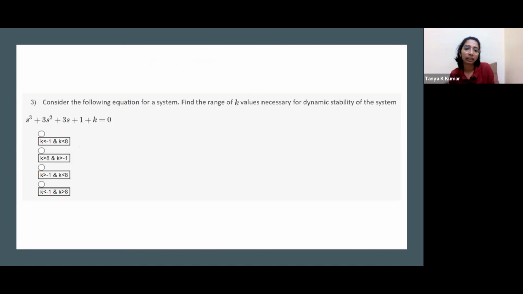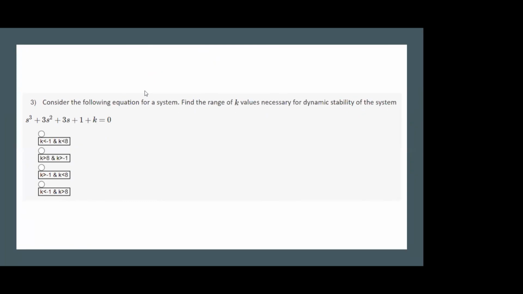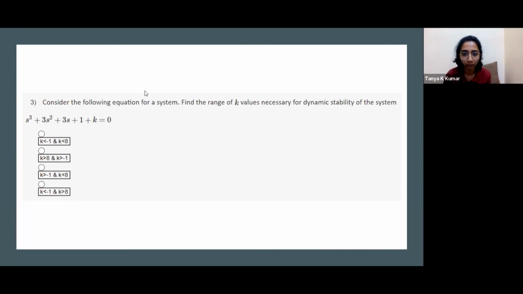Next question is, consider the following equation for a system. Find the range of K values necessary for dynamic stability of the system. How do you do this? You take the Routh criteria. We had taken two Routh conditions. One was A, B, C, D, E should be greater than 0, and the other condition. So if you take those two conditions, you will get two conditions for the value of K. So they will fall within a range. You will be able to solve this.